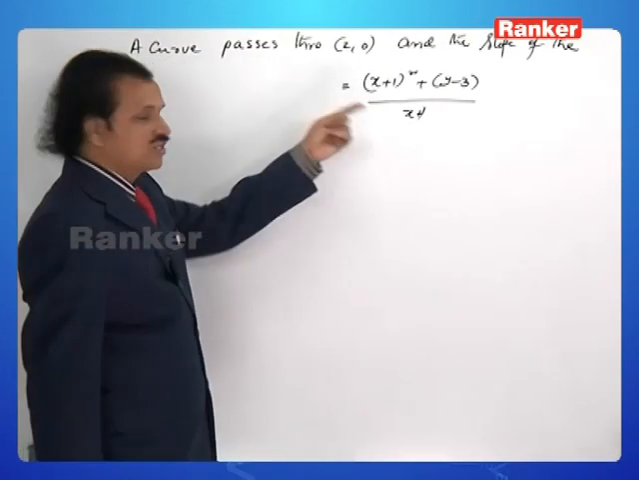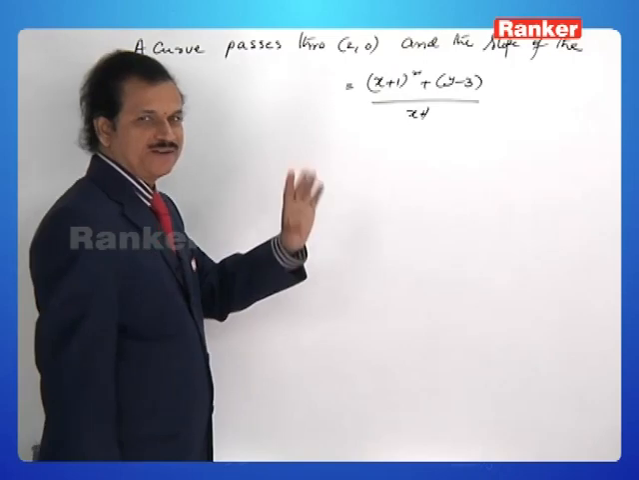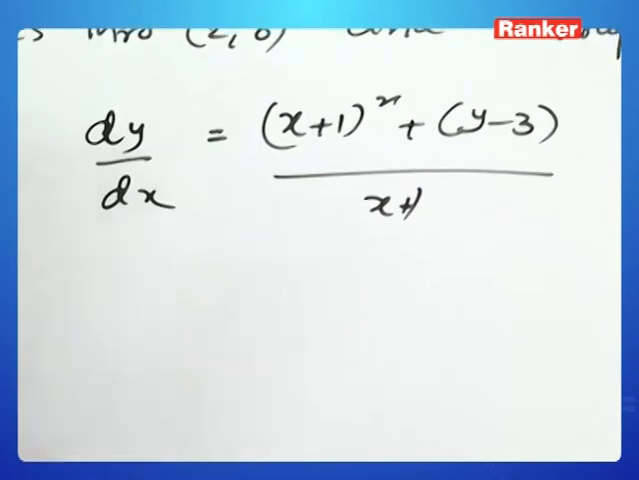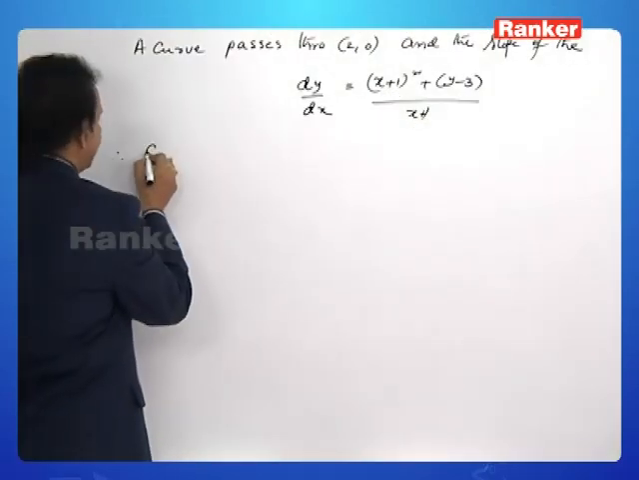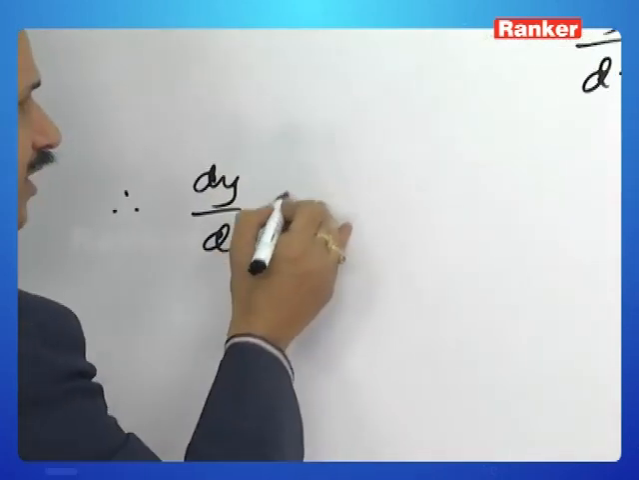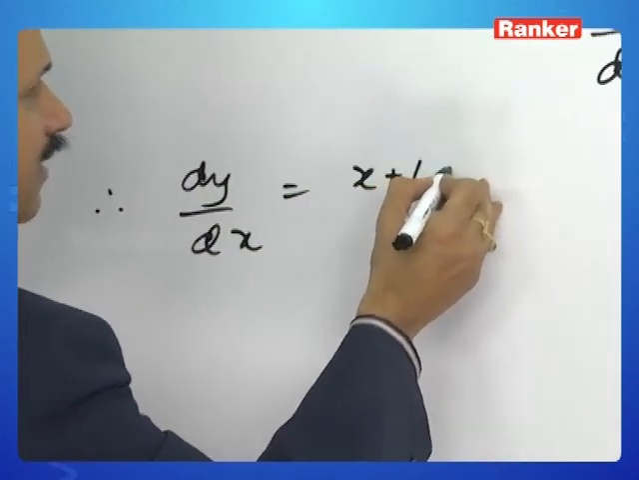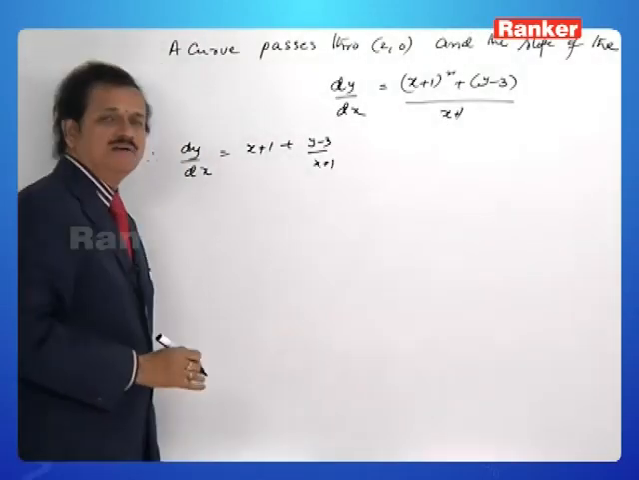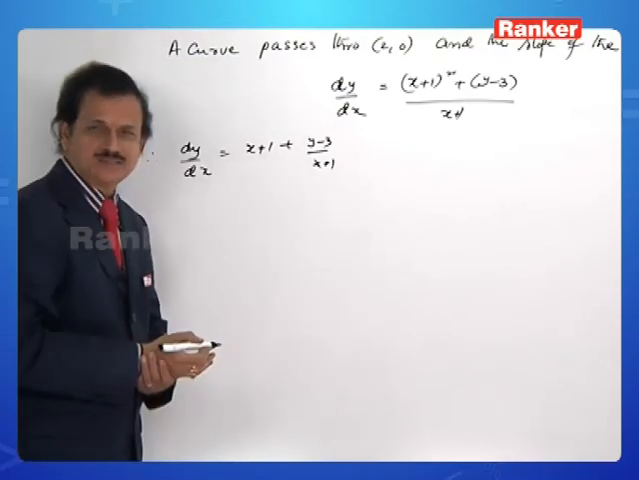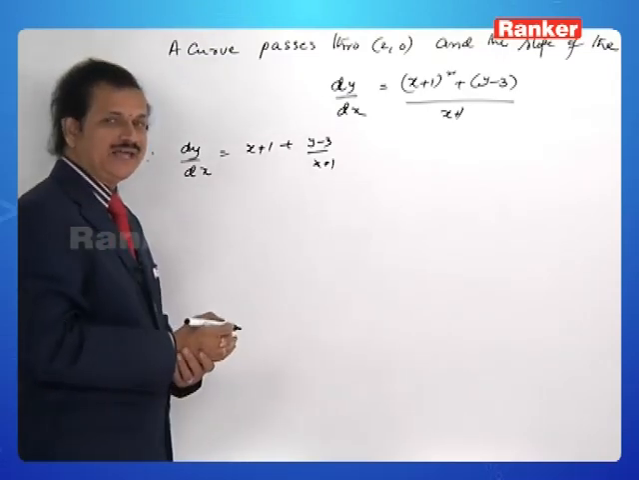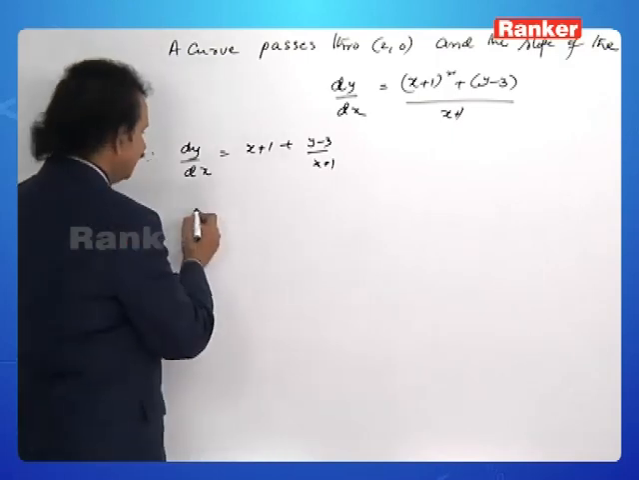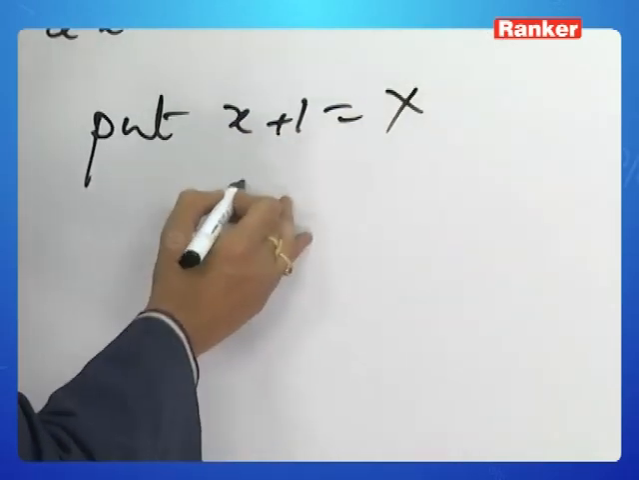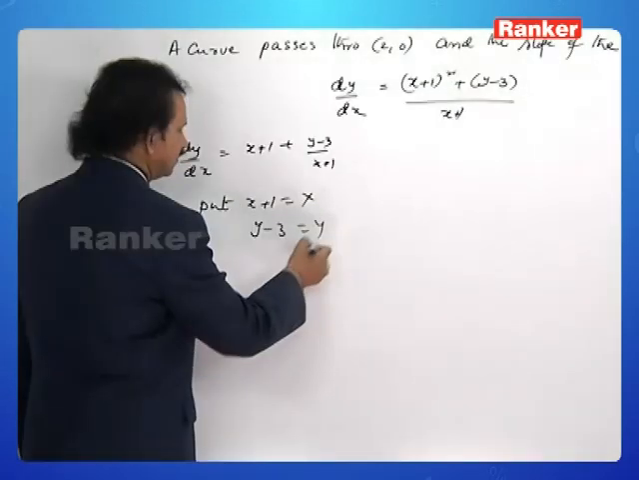Okay, what is it actually? Slope of the tangent at any point (x, y), and shall I call it dy by dx? Of course. Therefore, dy by dx is equal to (x + 1) + (y − 3) by (x + 1). Well, my dear, this looks somewhat bulkier. You may use a small technique. What is that technique? Put x + 1 equal to capital X, y − 3 equal to capital Y.